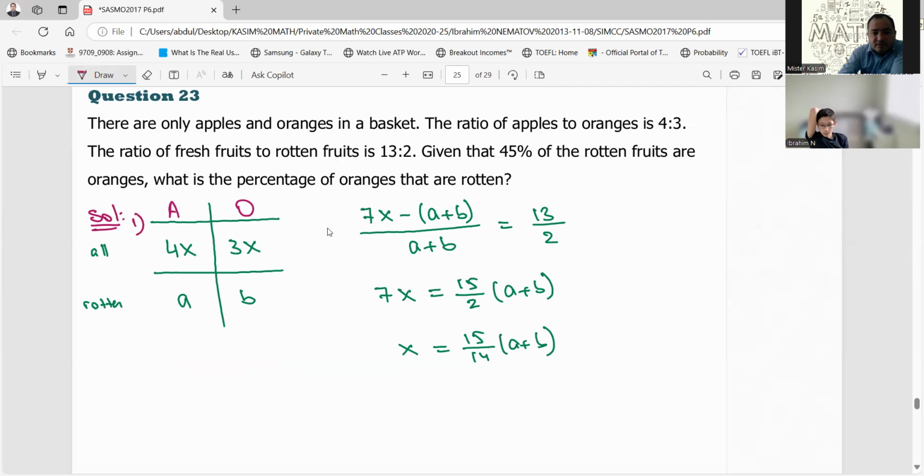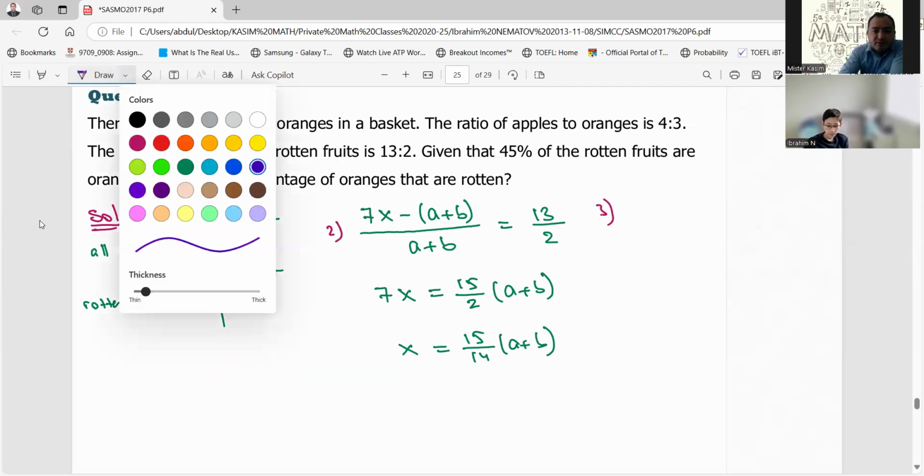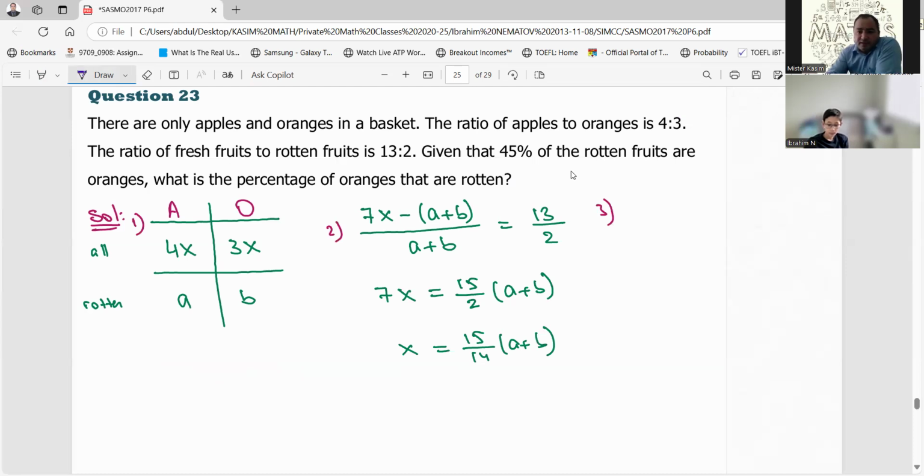The first, second and third. Okay, let me write it in blue. Now the third part. I didn't use the third part yet. I have used the first sentence and the second one. Given that 45%, that is 0.45, of the rotten fruits, the rotten fruits are a plus b, and oranges means that is b, right?